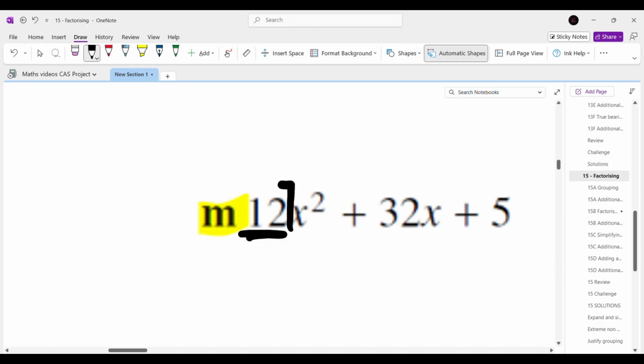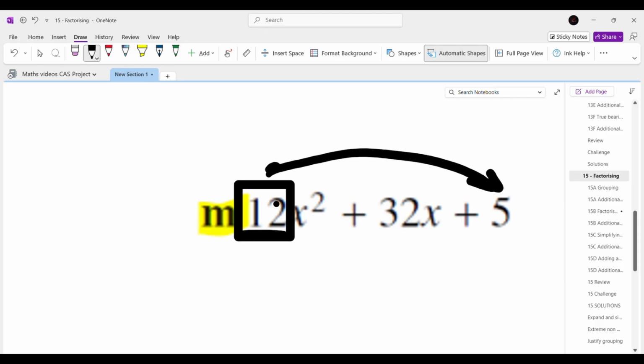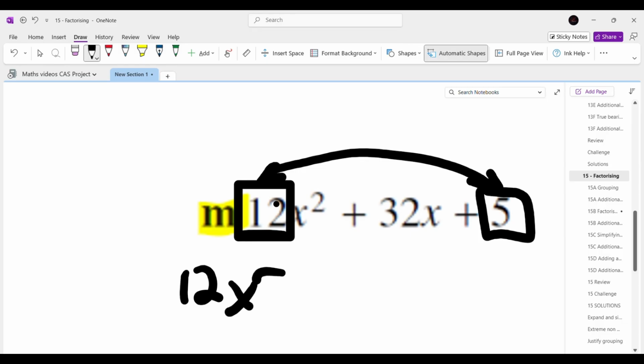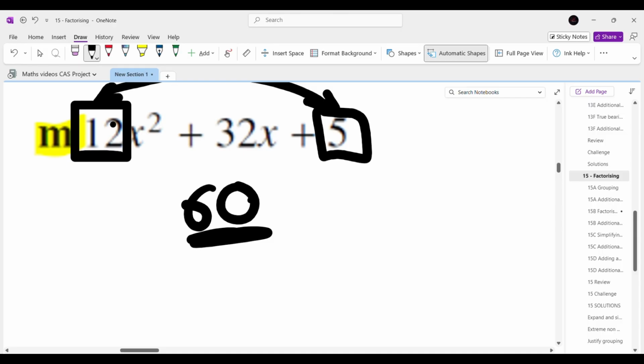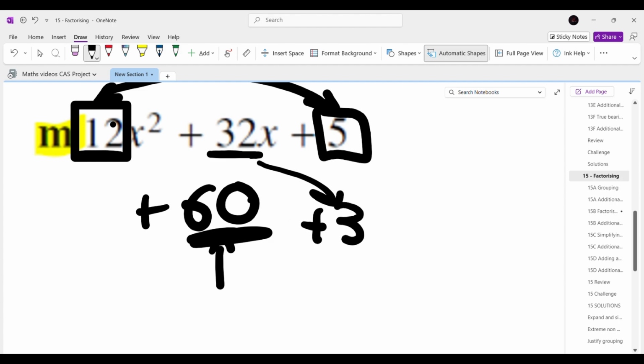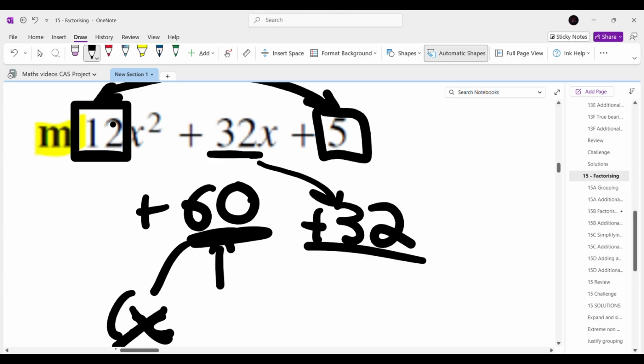All we need to do here is multiply this coefficient value by our ending value that we were discussing earlier. So it's 12 times 5, we get 60. And so now what we're looking for is numbers that multiply to get 60 and that add to get 32. These are both positive in this circumstance. So we're looking for numbers that multiply, and then we're looking for numbers that add.